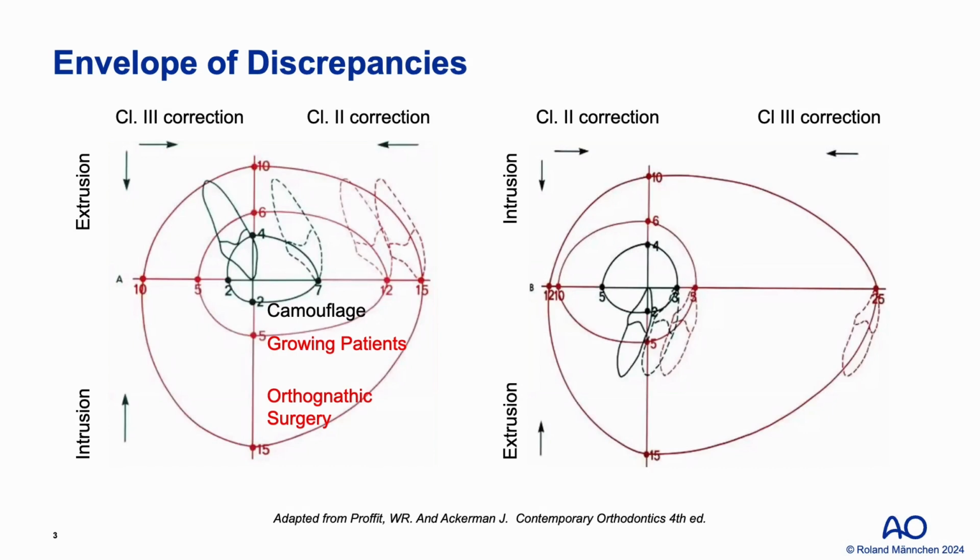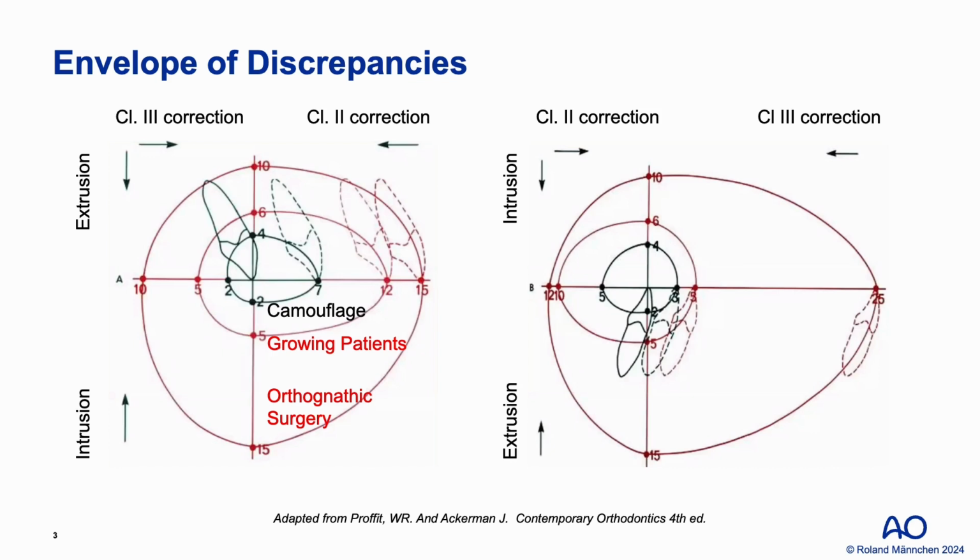You should all be familiar with this illustration from Bill Proffit's famous textbook, in which he describes the maximum envelope of occlusion change which can be achieved through orthodontic camouflage in adult patients, which is the black curve, the limits of correction in growing patients by orthodontic tooth movement and orthopedic correction depicted by the inner red curve, and the possibilities of orthognathic surgery combined with orthodontics represented by the outer red curve.